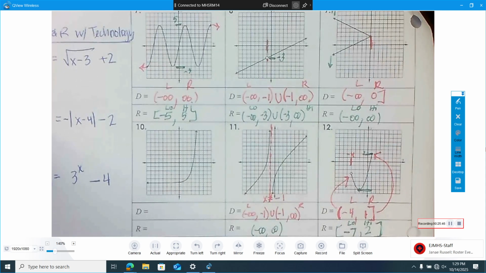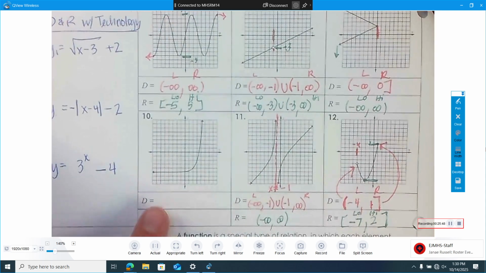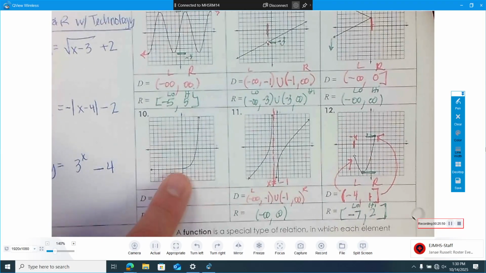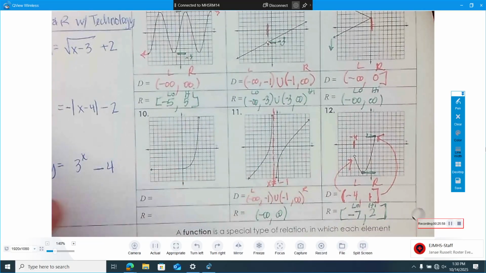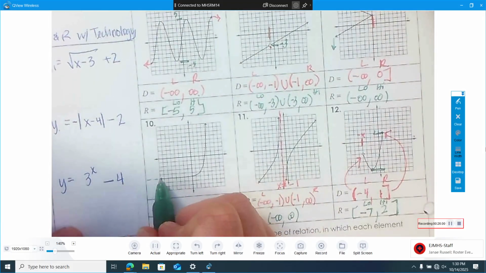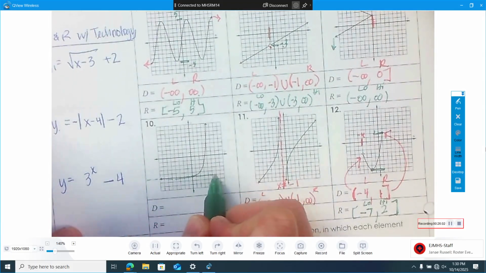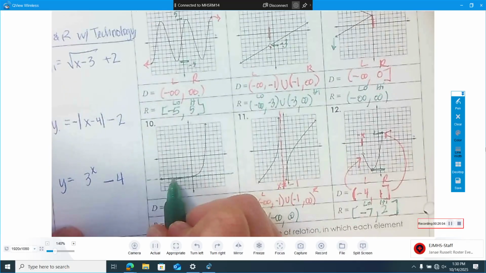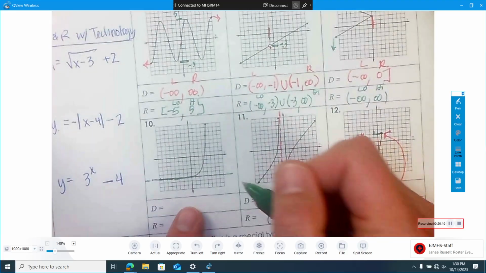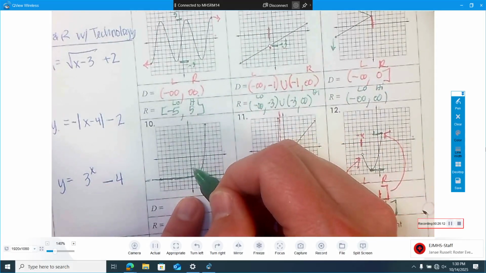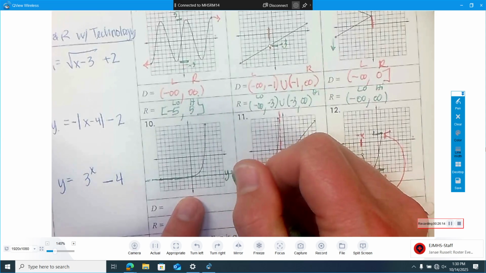And number 10 is an interesting one. Again, it's about learning how to read graphs. Tell me what's happening here as we're moving to the left on this curve. It goes straight. Yeah, this is a horizontal asymptote, where it is just running and going straight out to the left. And that's happening when y is -5.